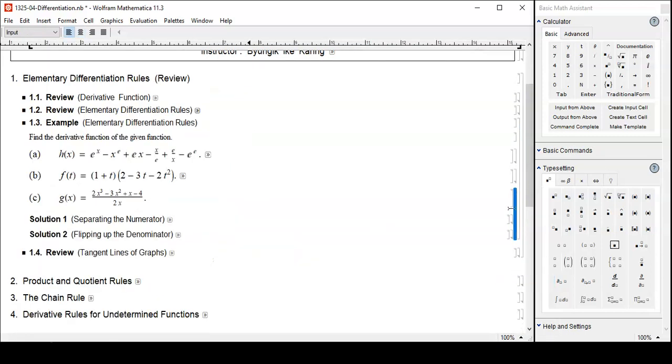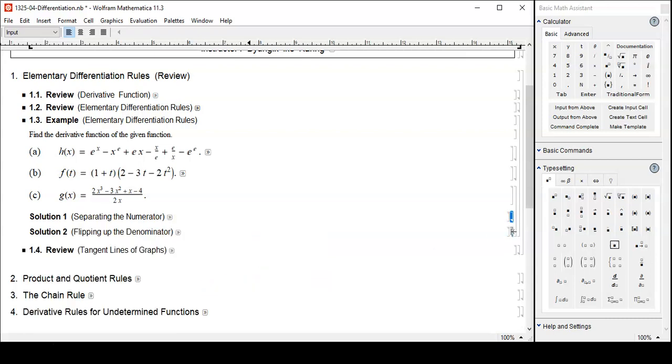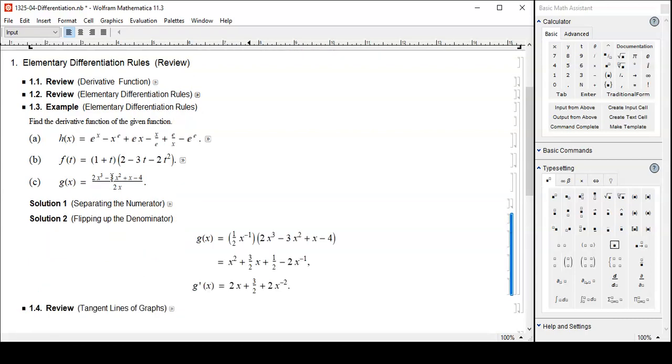Well, here's the answer key. This is the way I usually do. Separate the numerator and then simplify and then apply the power rule. But some students do it this way. Change this denominator into multiplication. Number part is just 1/2, so no change there.